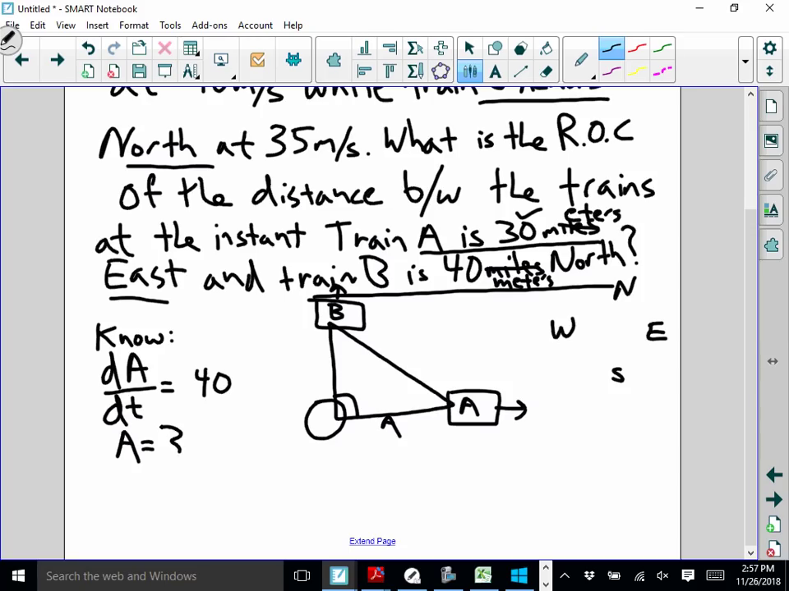Similar analysis of train B. dB/dt now, the rate of change of train B is 35. Once again, it's heading away from the origin, so this should be a positive number, 35. Train B's position is, what did I say, 40?